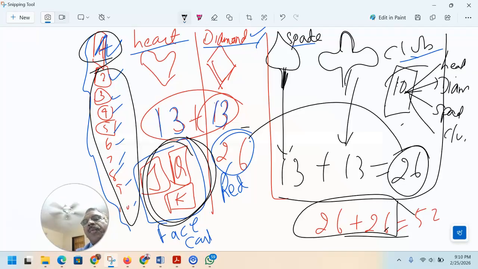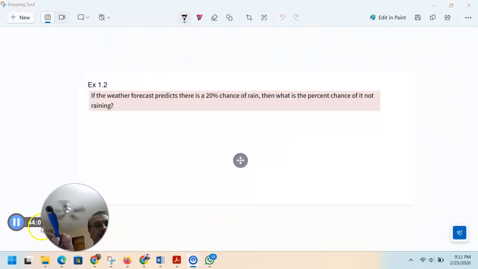So there are 4. Each of these, there are always 4: 4 aces, 4 jacks, 4 queens, 4 kings, 4 nines, 4 sixes, and like that. So let me straight away go to the problem then.